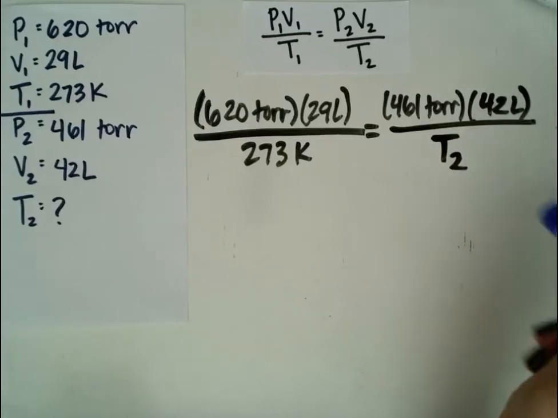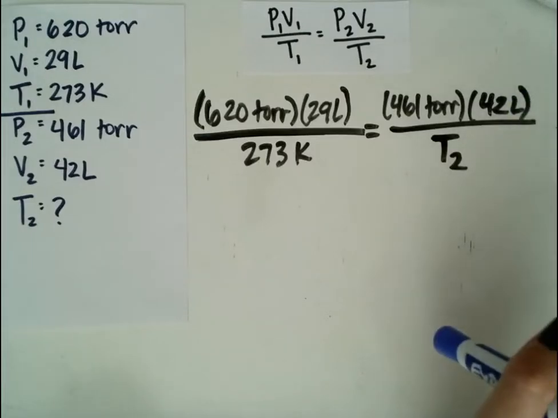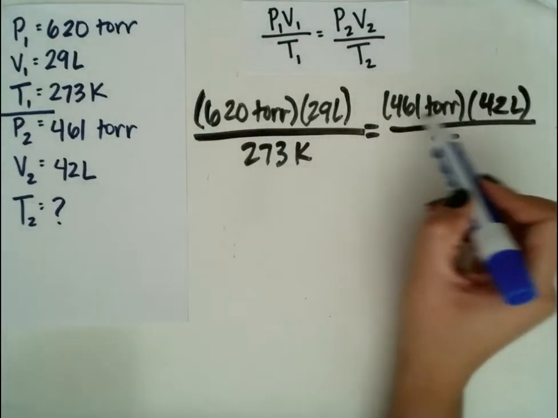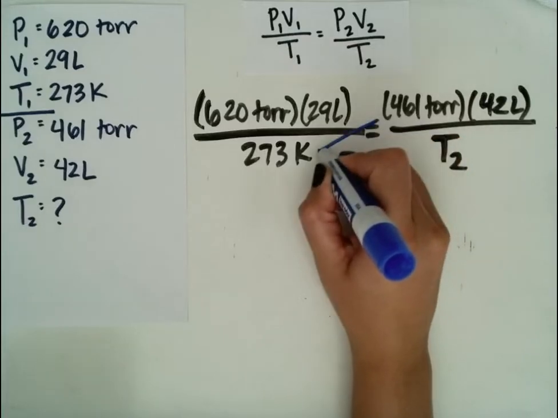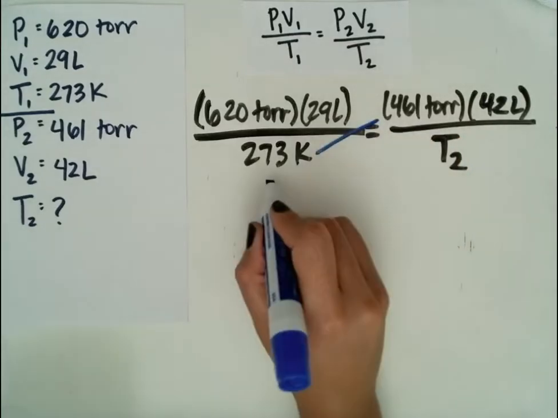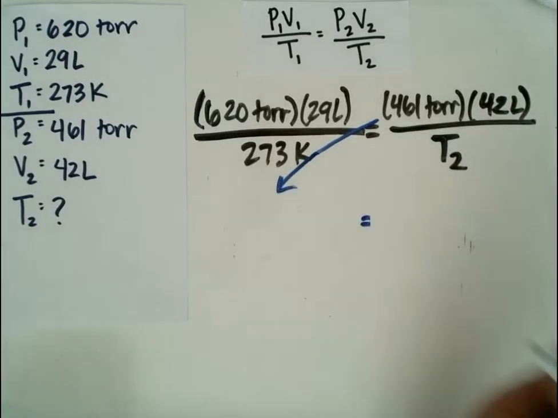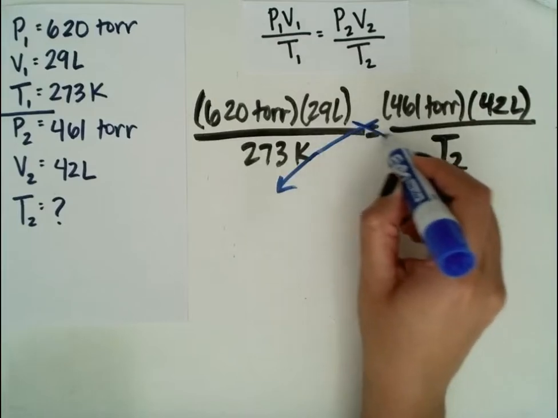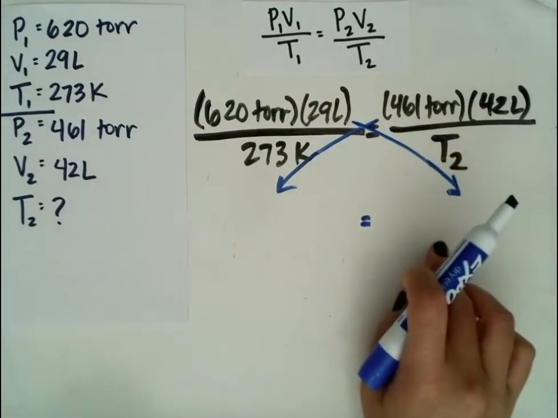The easiest way to solve a problem like this is to cross multiply. Okay, so what's going to happen when you cross multiply is you are going to take this number and multiply it by this number, 273, and that's going to be on this side of the equal sign. Okay, then you're going to take this number, multiply it by this number, which is T2, and then that will be on this side of the equal sign.